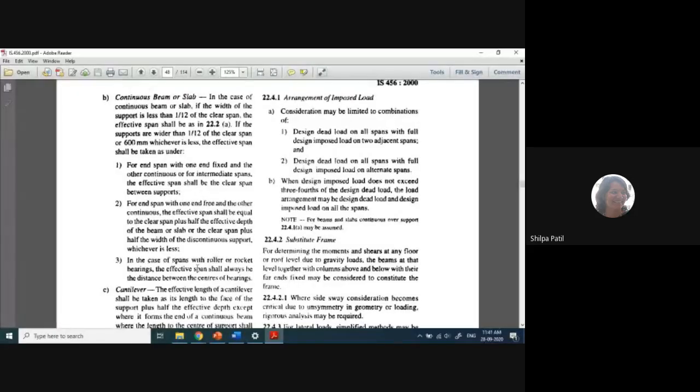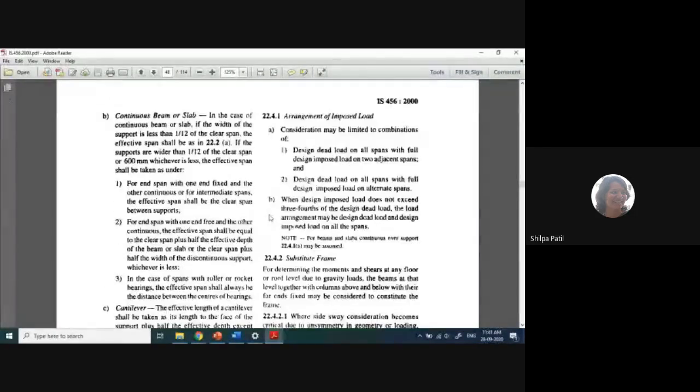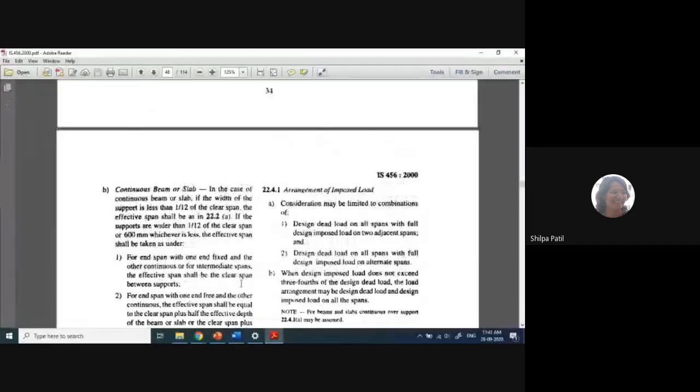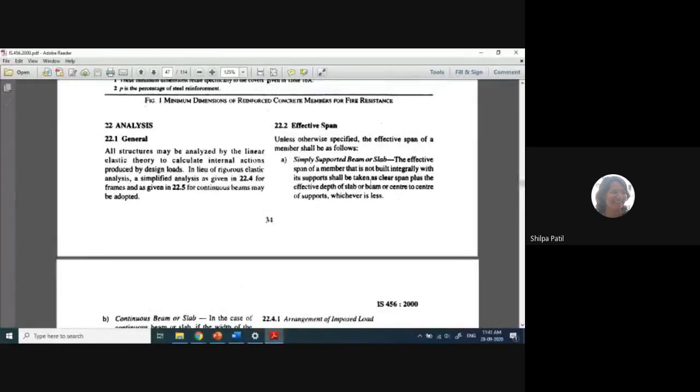So in short, for the two spans, that is span BC and CD, the third case is there, center to center. And for the first span, clear span plus effective depth or center to center of the support, whichever is less. Obviously the second case will come less, that is the center to center distance between the supports. So for all the three spans we get the same criteria: the center to center distance between the supports is to be considered as the effective span.